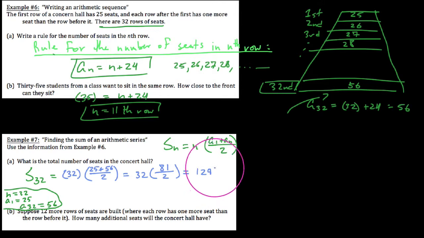So 1,296. I'm going to write this here. We say seats, and I'll write even in parentheses here, total. We were finding the sum of all of those, okay? So now the question becomes this.